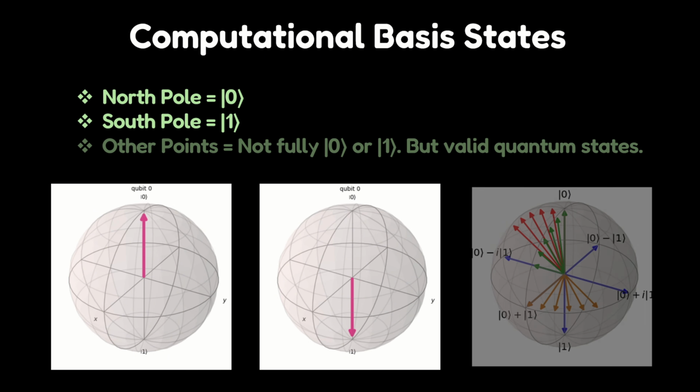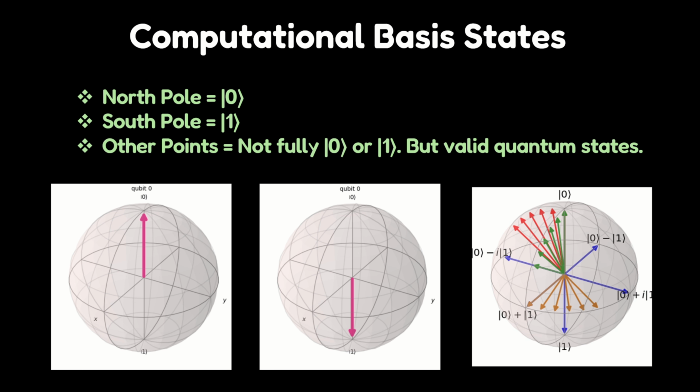Every other point on the surface of the sphere represents a valid quantum state. These states are neither fully 0 nor 1. We will explore these states later when we introduce superposition. For the sake of simplicity, we will not discuss the formulas right now. You just need to remember that the north pole corresponds to the state 0 and the south pole corresponds to the state 1. Everything else comes later.